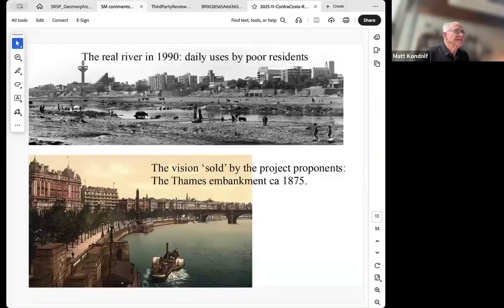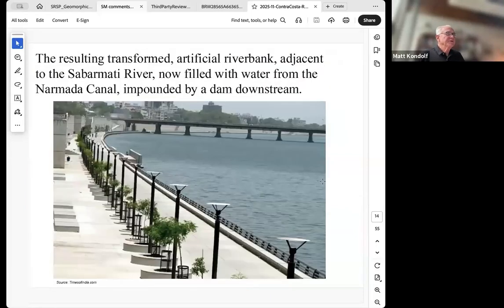This is what the river looked like before this change. And you can see it was very heavily used by the local people, the local poor people who didn't matter anything at all. They were just down here doing their daily thing. But this was the vision that was sold by the project proponents to make it like the Thames embankment of the late 19th century. And they used this image on the bottom as part of selling the project. And this is the result.